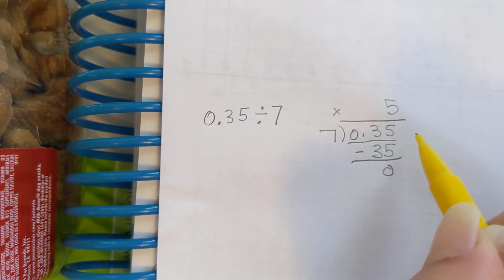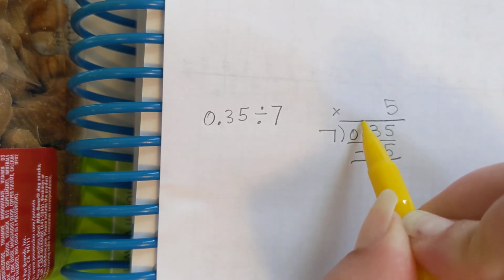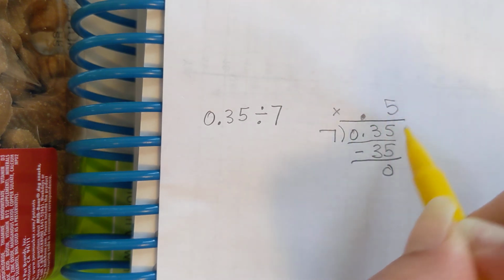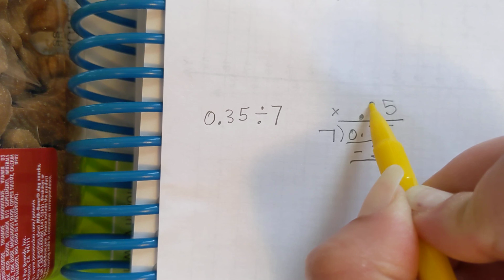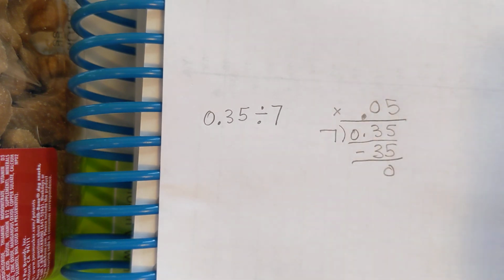Okay, let's go back and address my decimal. My decimal point has to go straight up. So I have a number above the 5. I need a number above that 3 as a placeholder. So my placeholder again is going to be 0. So my answer is 0.05.